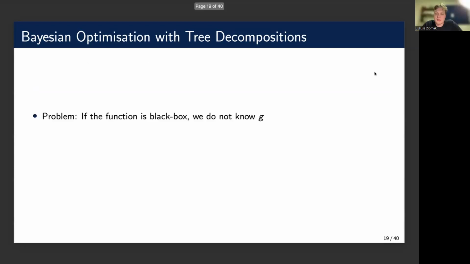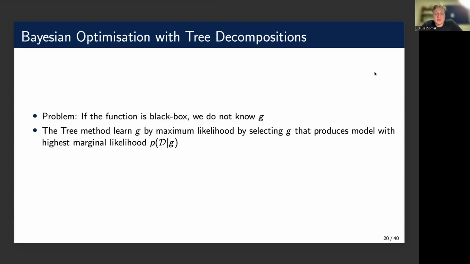Right. Okay, so the main problem with all of this is that if the function is truly black box, we have no idea how to know the true decomposition G, the collection of sets. And we could learn it. The tree method mentioned before learns G by maximum likelihood, by selecting such a G that produces a model with the highest marginal likelihood for the observed data.